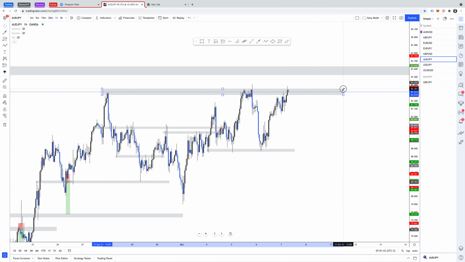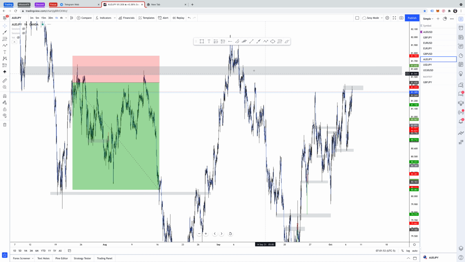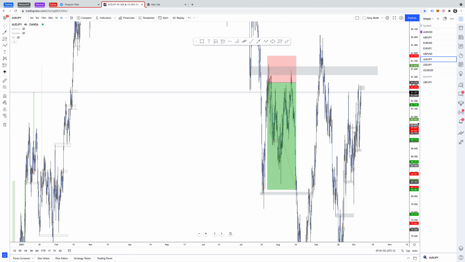AED-JPY, I didn't see anything on AED-JPY yesterday. We are at a resistance zone, but what the hell is this, with price spiking way up here? So now, what are we going to do? We're going to do this resistance zone? Yeah, we'll probably see a temporary reversal there.